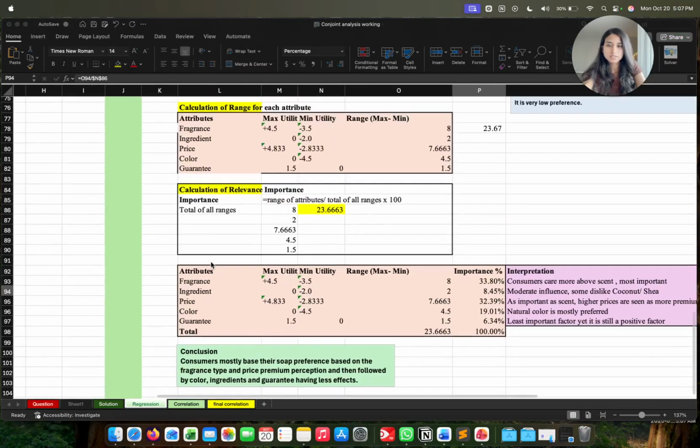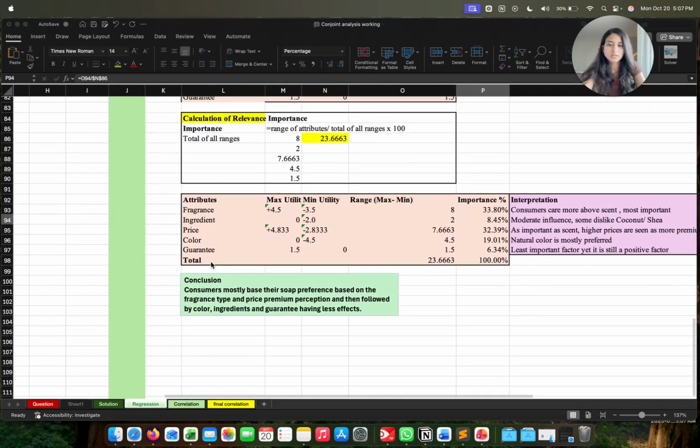So based on this analysis, the conclusion is that customer preferences for the soap are mostly for the fragrance type and the price, rather than the color, ingredients, and guarantee, which have less effect for them.